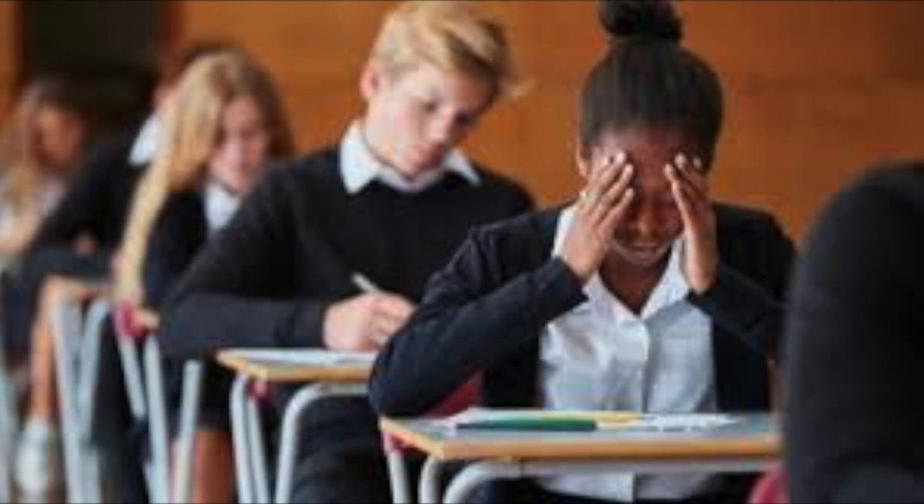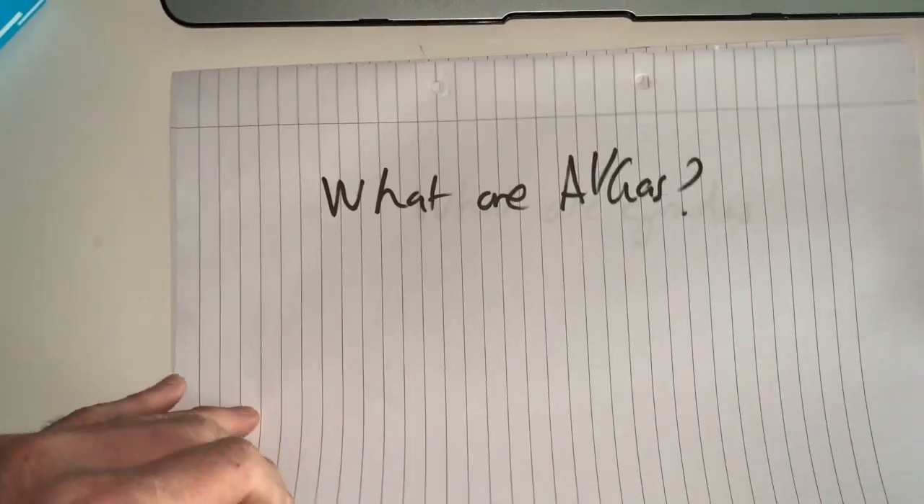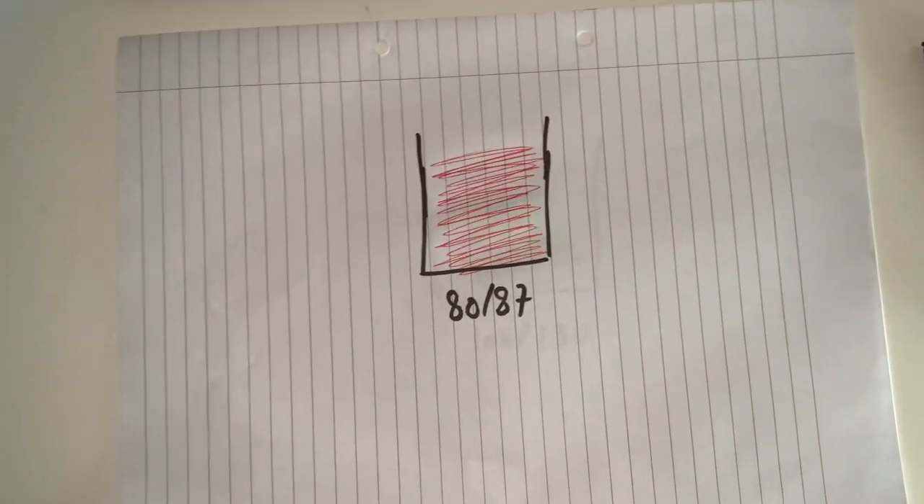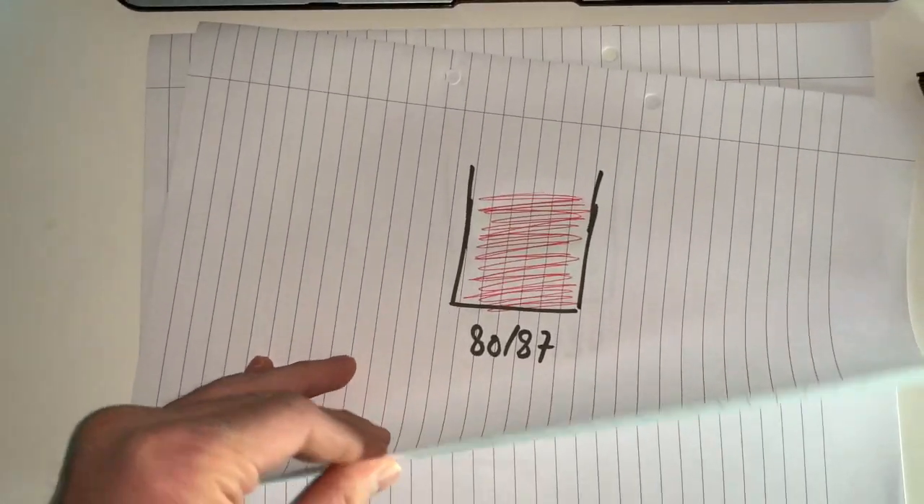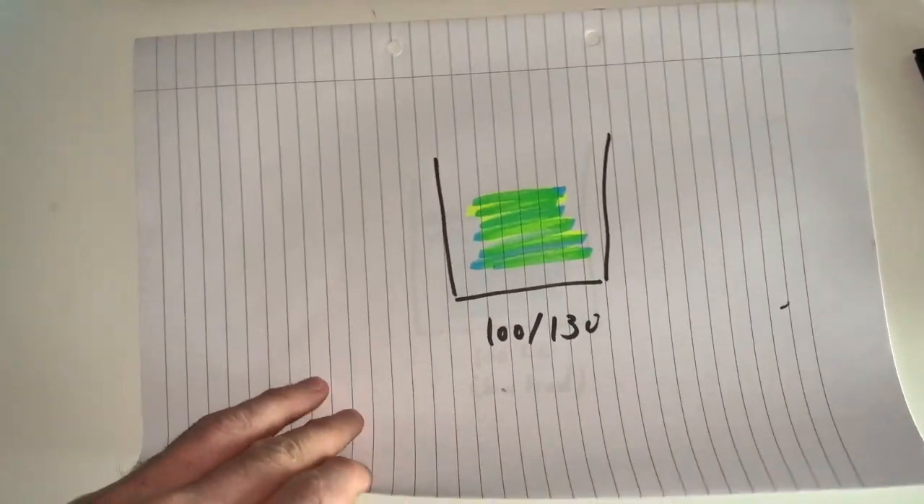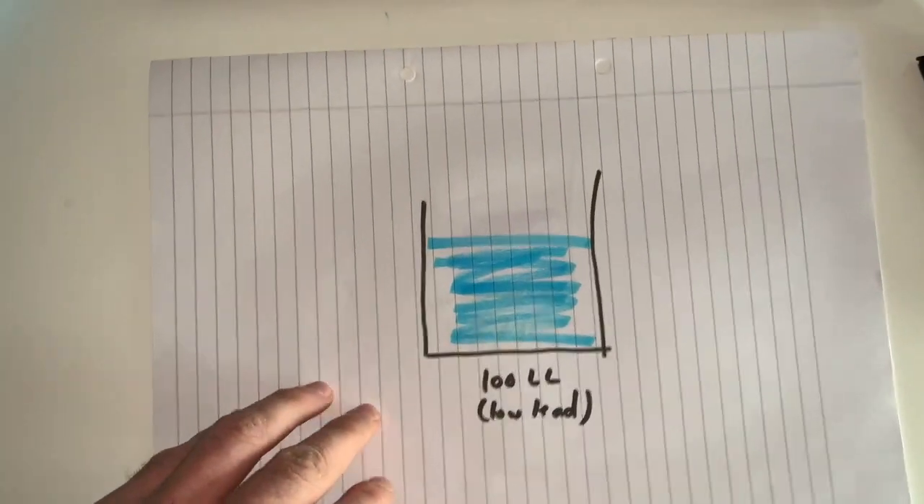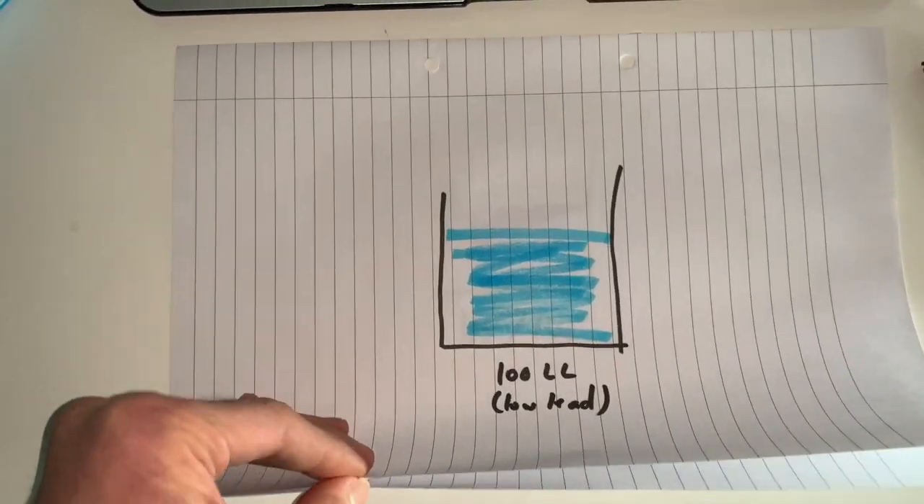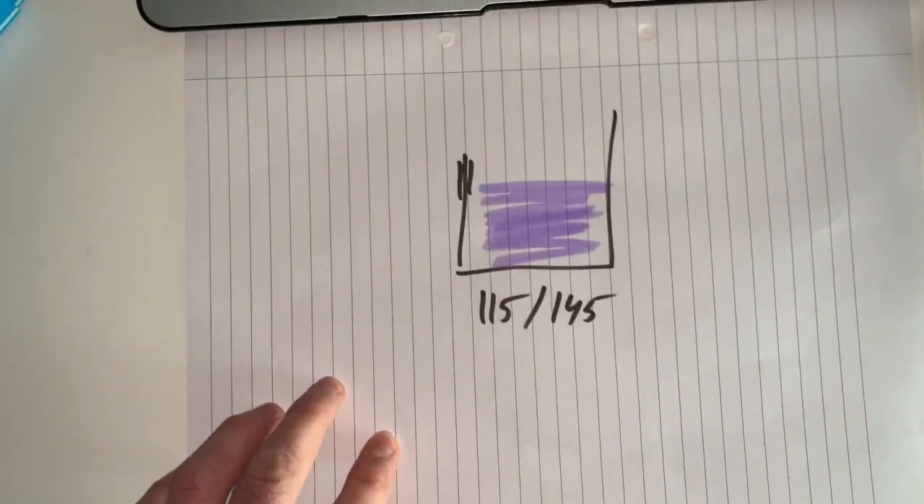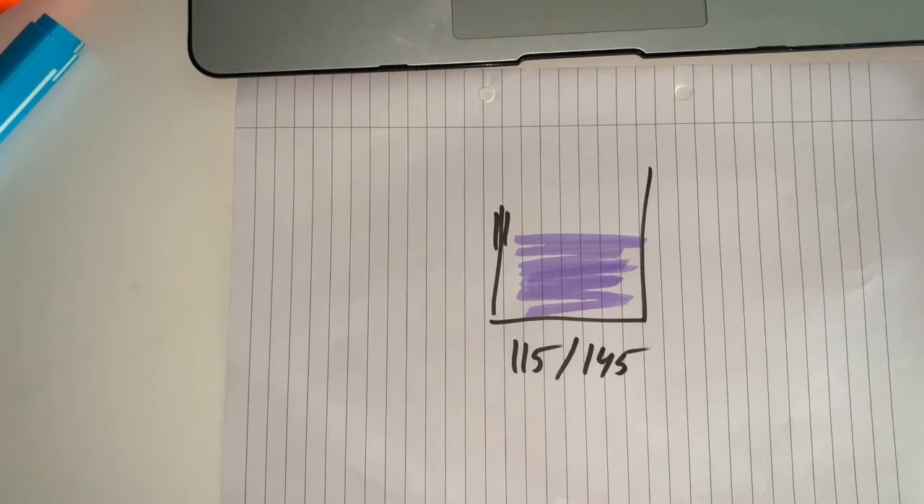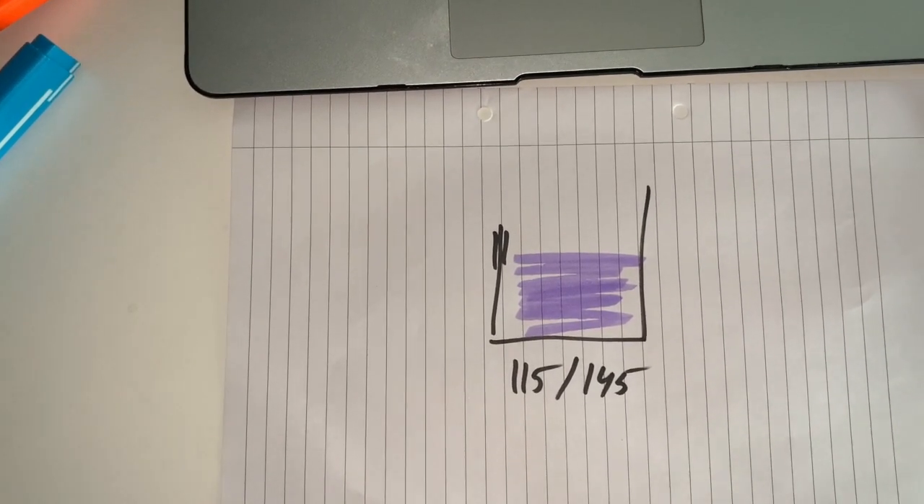Now, I previously gave an example of different grades of fuel there are, so let's go ahead and talk about their colors. 80 and 87 is red. 100 and 130 is green. 100LL is blue. 115/145 is purple. Now, we can use the different colors to help identify the different grades of aviation fuel.